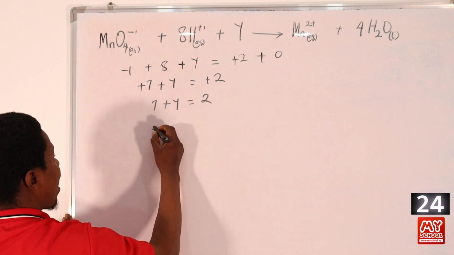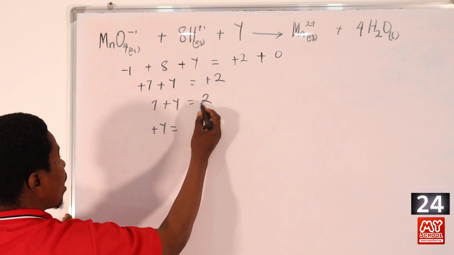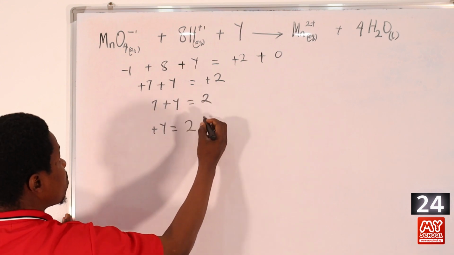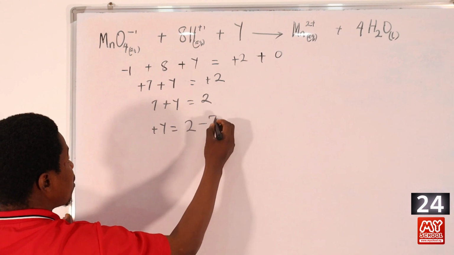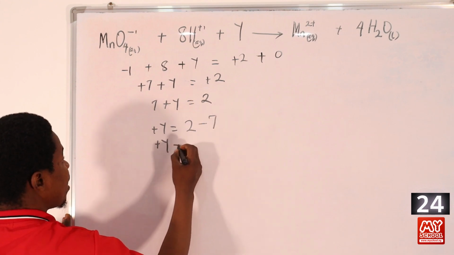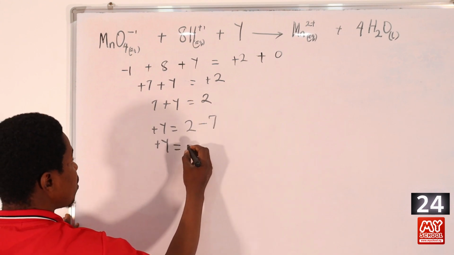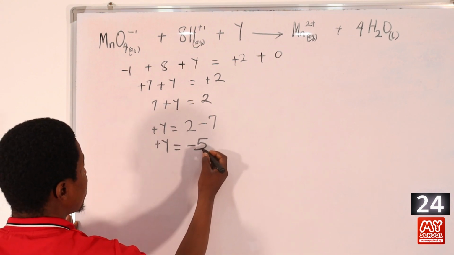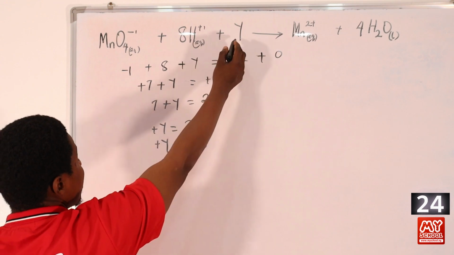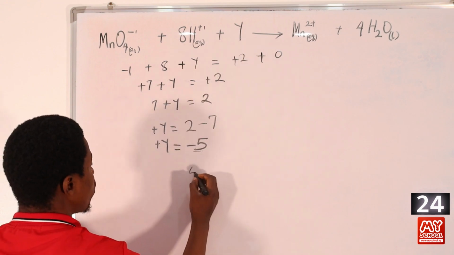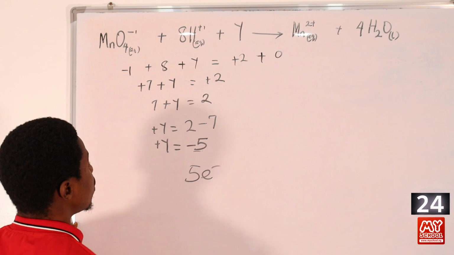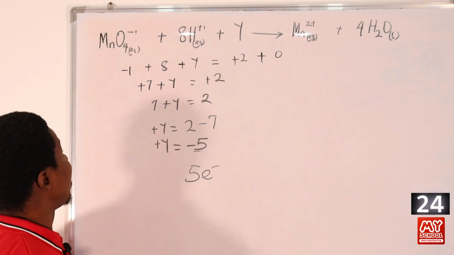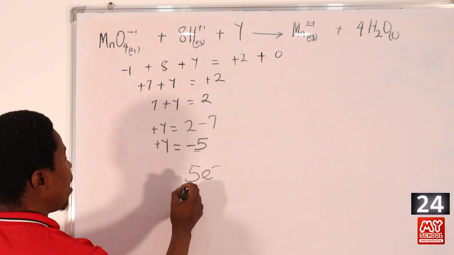So Y will be equal to 2, and of course, we move this 7 to the other side, it becomes minus 7. So Y will be equal to 2 minus 7, which gives us minus 5. Which means what we have here is just 5. So we have 5 what? Electrons, of course. What we have in the place of Y is electrons. So 5 electrons is what we have.